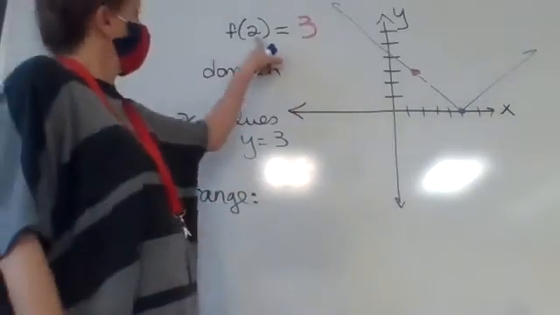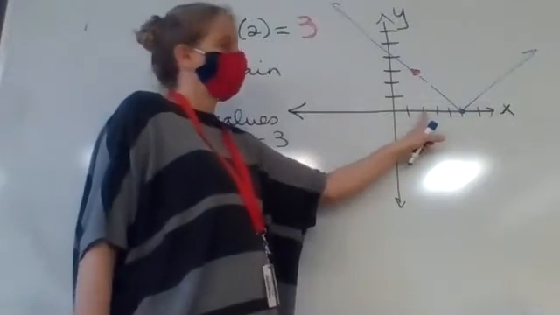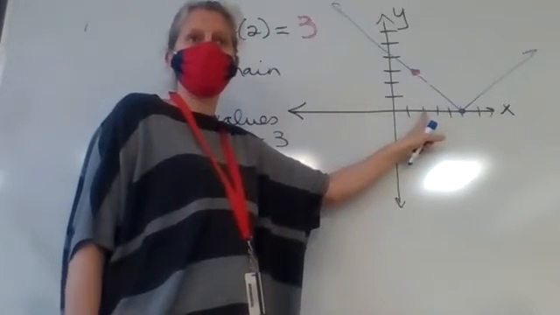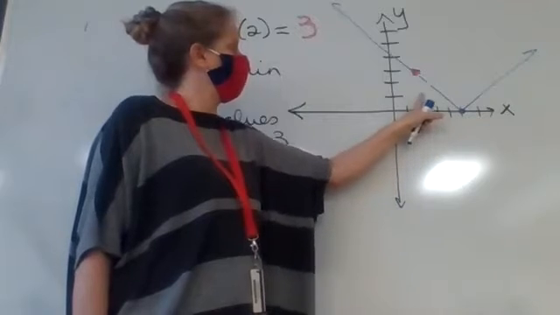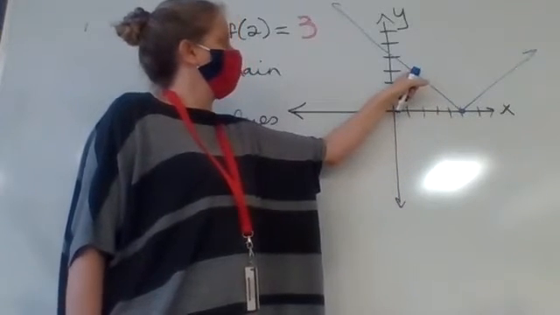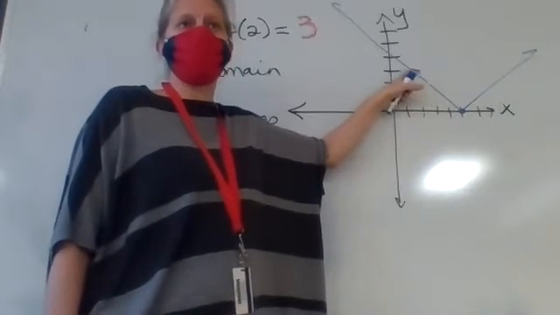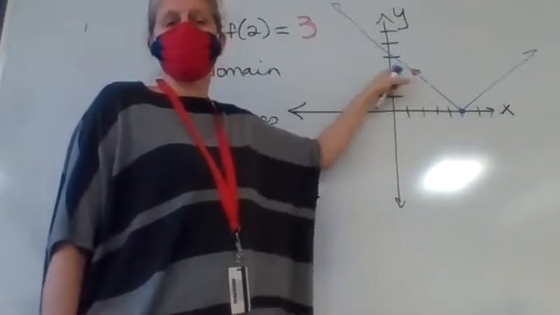Again, go over here on your x-axis to 2. Then go touch the blue graph. So if I'm going to touch the blue graph and line up with 2, that means I'm going to touch it right here. Then say, okay, I'm on the graph now. Where am I lined up to the y? Which would be that 3.